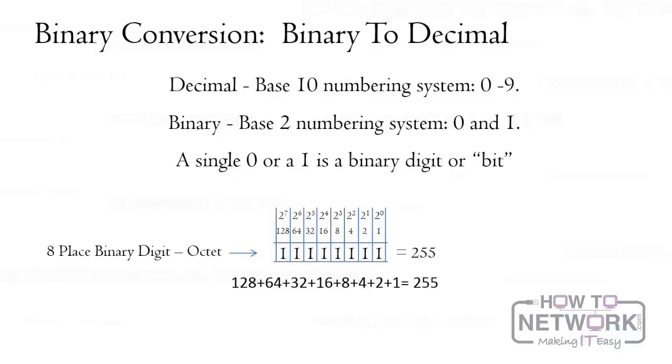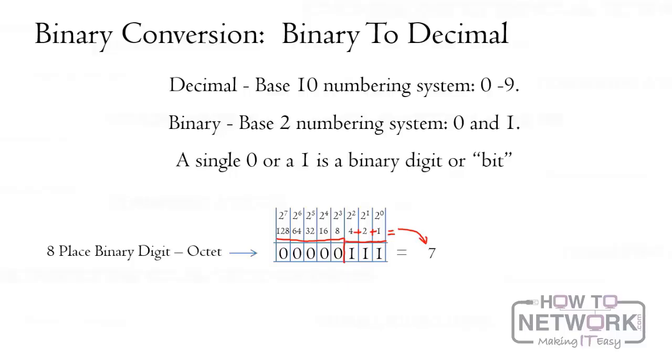So, for example, let's say the binary number is 00000111. Well, in this case, the 128, 64, 32, 16, and 8 bits are all off. The only ones that are on are 4, 2, and 1. And if we add those together, 4 plus 2 plus 1, we get 7. 4 plus 2 is 6, plus 1 is 7.